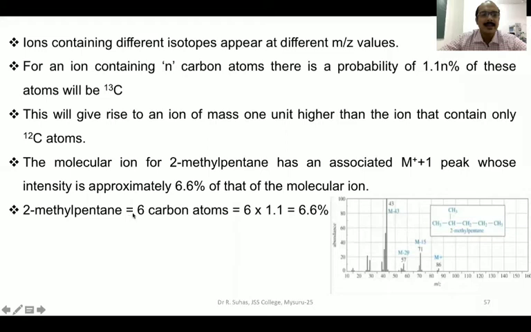We will calculate that. The formula is 1.1 × n%. 1.1 is the natural abundance of C13, n is the number of carbon atoms. In the case of 2-methyl pentane, we have 6 carbon atoms. How? Pentane is 5, methyl is 1, so 5 plus 1 is 6. Totally 6 carbon atoms, so n becomes 6. 6 × 1.1 becomes 6.6%. So this is how we can calculate the percentage of the M+1 peak associated with the molecular ion.